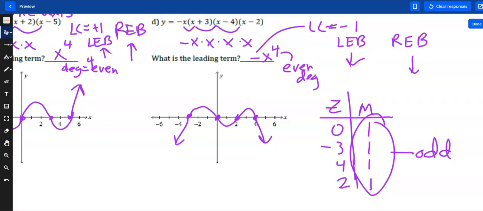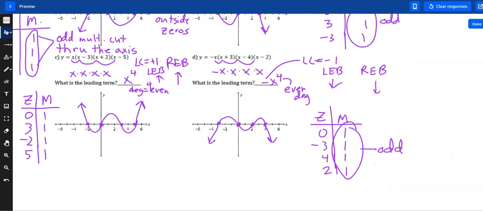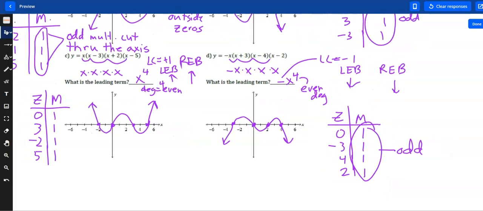That's how you end up losing points. Let me see if this... oh, that slide is finished. On to the next slide.